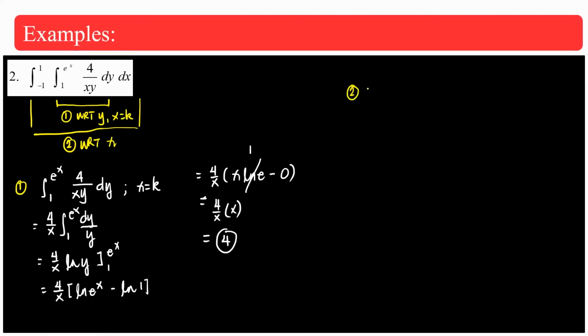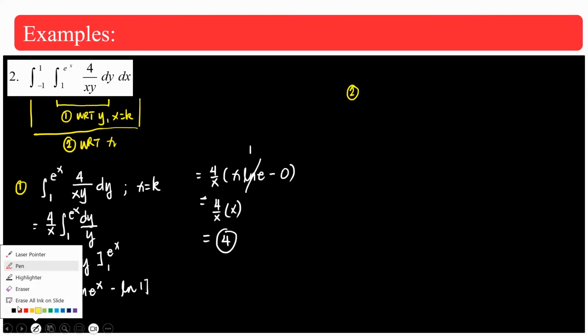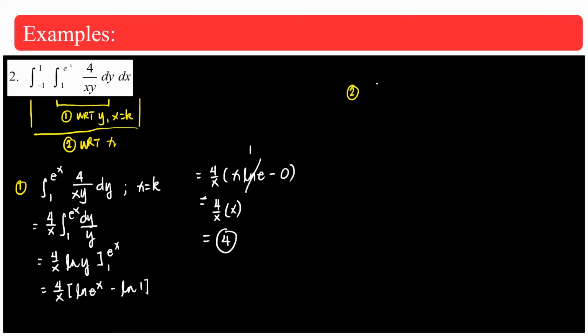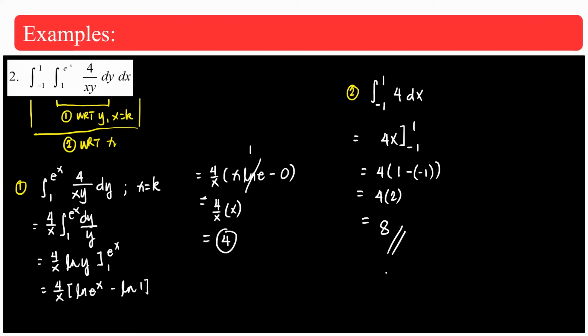In the second integration, it's with respect to x. So let's rewrite the question, but just with the outer limits from -1 to 1. And then the answer for the inside one would just be 4. So it's easy to integrate 4. The answer is 4x from -1 up to 1, 1 minus -1. So that's 4 times 2. The answer is 8.